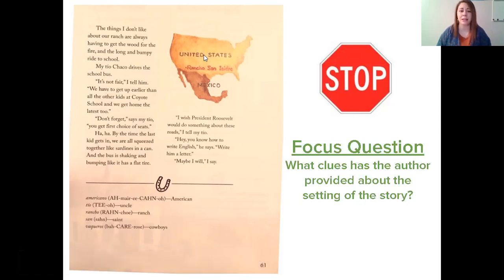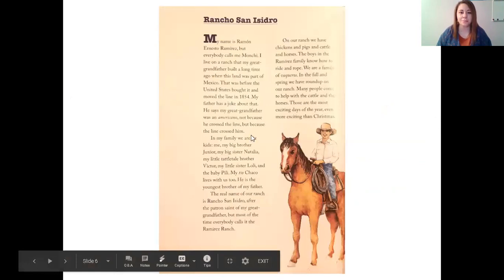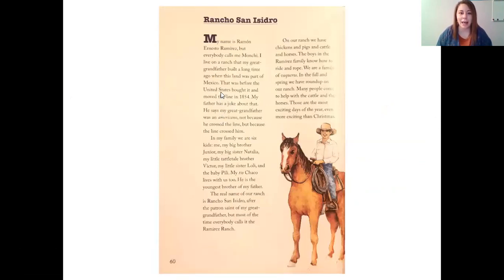We also have a map included on this page, so we can see the Rancho San Isidro is right here, very close to Mexico, because on the previous page, it kind of talked about how the ranch was built a long time ago, and the land was part of Mexico. Okay, and then the United States bought it and moved the line, so then they ended up in the United States. Okay, so we know that we're talking very much in the southwest region of the United States. Okay, so we're talking very close to Mexico, and we can tell right now that this family has a lot of Mexican heritage.